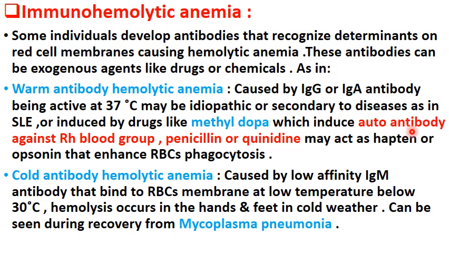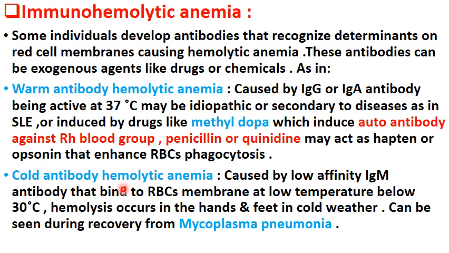This induces autoantibody against the Rh blood group. Penicillin and quinidine may also act as haptens or opsonins that enhance RBC phagocytosis. So this hemolytic type of anemia might induce antibodies or might act as haptens or opsonins that attract the phagocytes in order to destroy red blood cells.